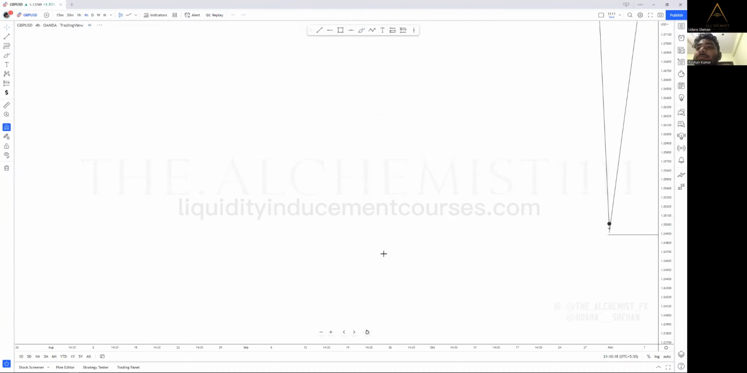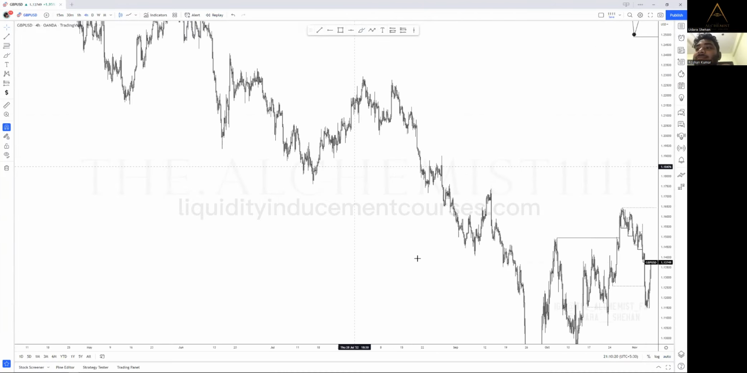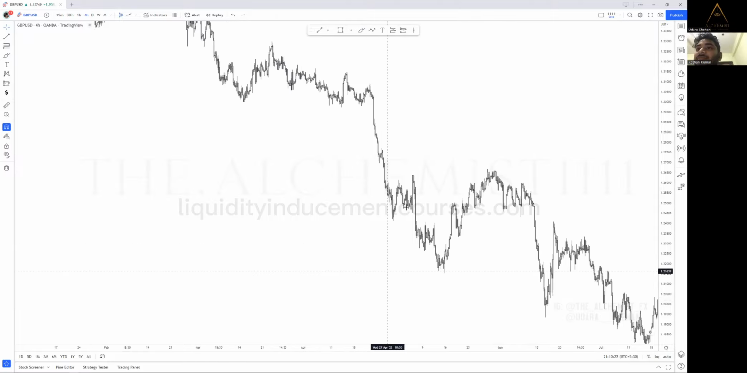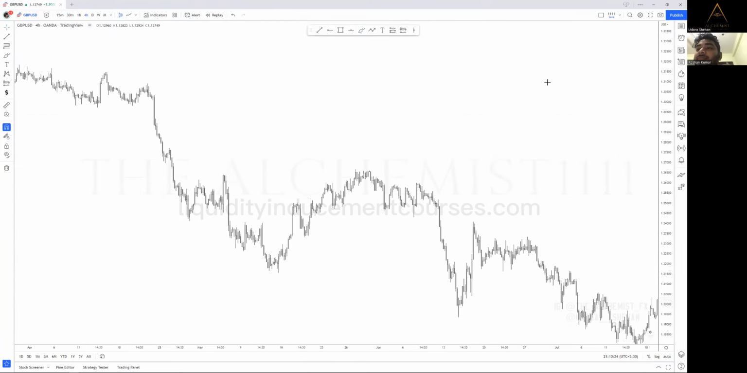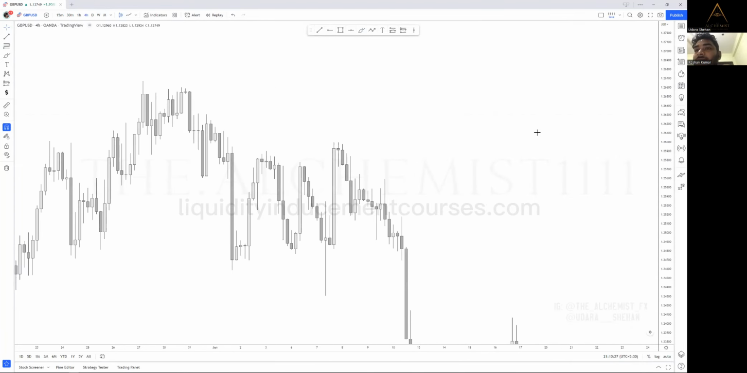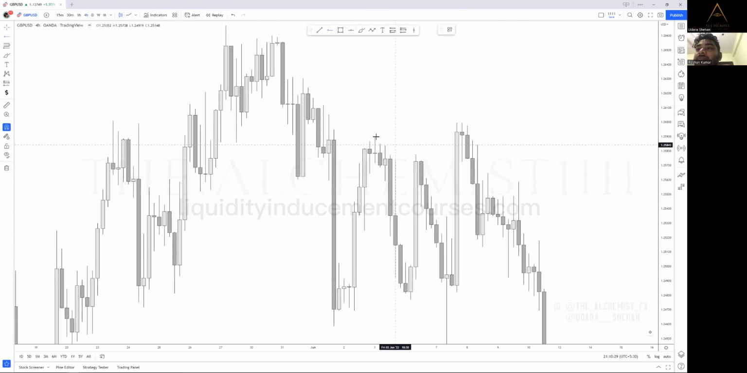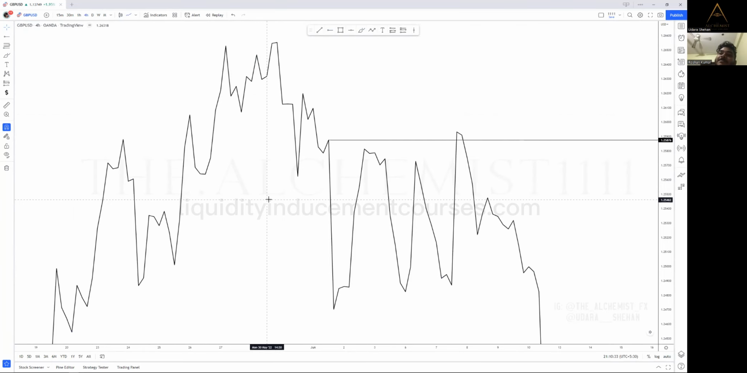Let's see. Where do we have proper zones? Let's see. Yeah, we go in here. Look at this. Where did this step into? Resistance. See that?